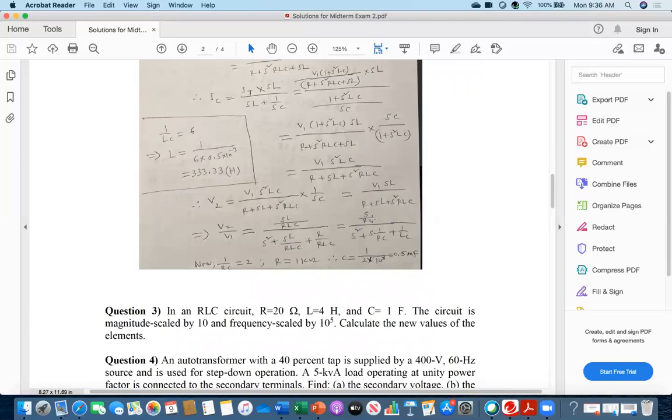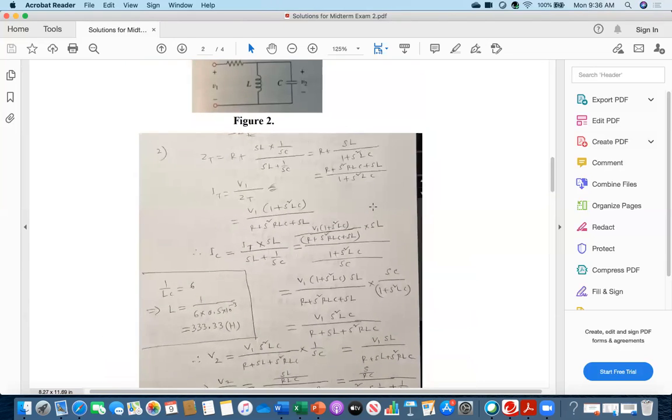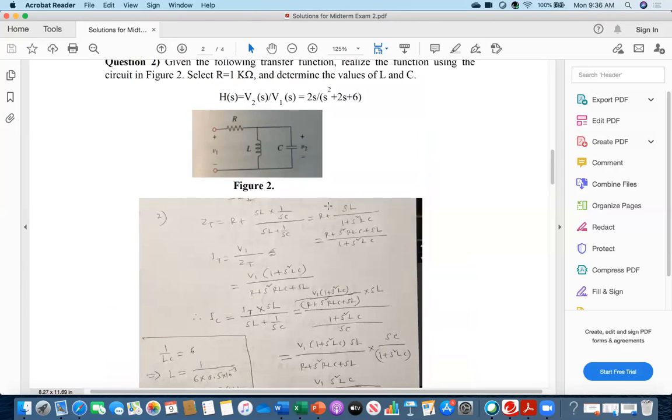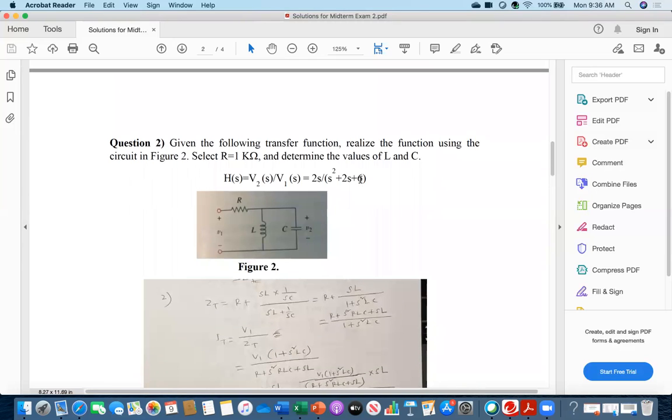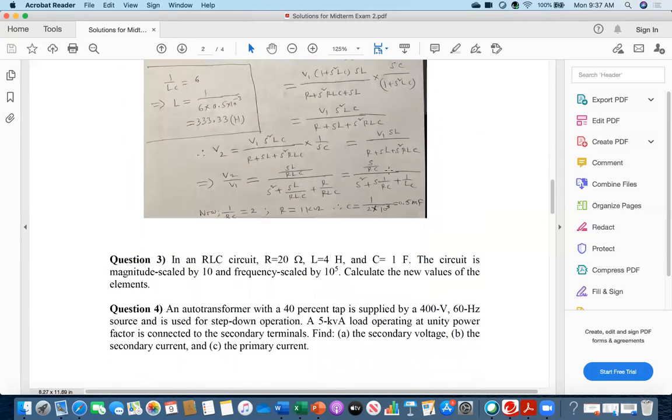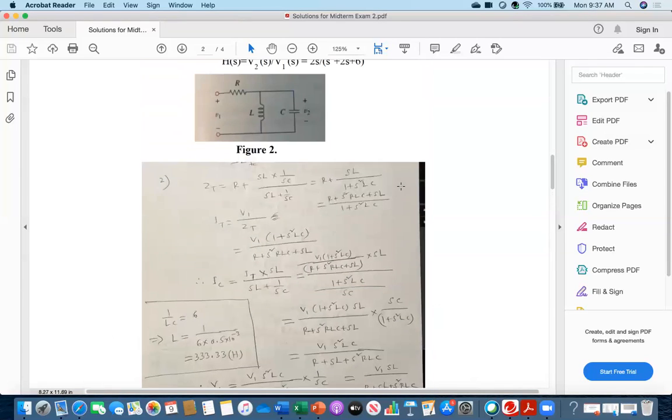V2 over V1, in the numerator, s over RC, and in the denominator, s squared plus s multiplied by 1 over RC plus 1 over LC. And then this is your function. Now you compare with this one, given function. So therefore with s, it is 2. And then this one is 6, and this one is 2s. So therefore, if you compare the numerator, 1 over RC, which is 2. So therefore, your 1 over RC is 2. Or in other words, I think I wrote 1 over LC is 6, this one.